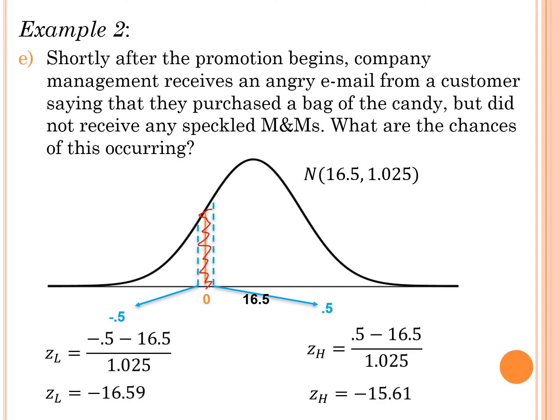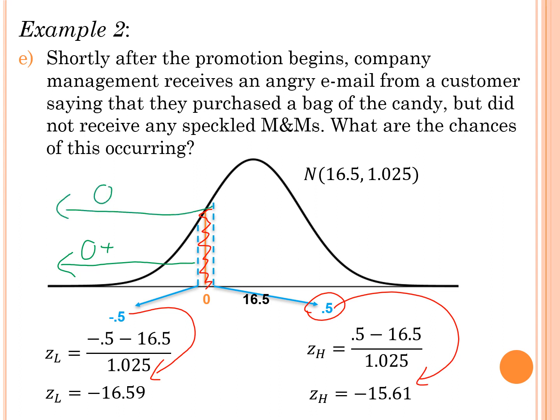Okay, so we need z-scores for both of them. The lower one, we get a z-score of negative 16.59. That's a really, really small z-score. So there's pretty much no area over here. We'll call it 0 plus. And then on the high side, we get another really, really low z-score, negative 15.61, which means it's just another 0 plus. So we would subtract these two to find the area in between them, and it's still 0 plus.